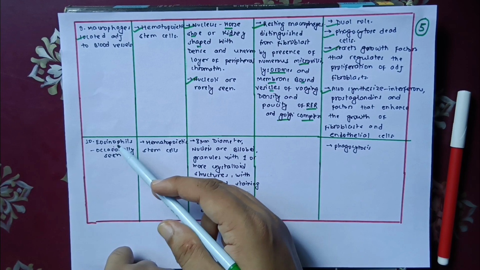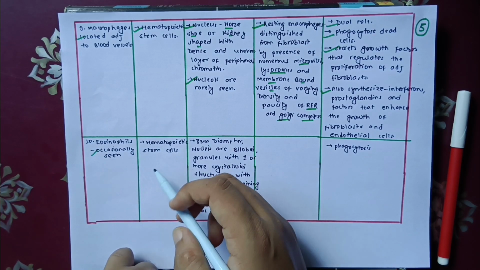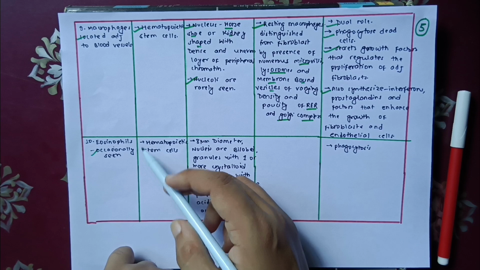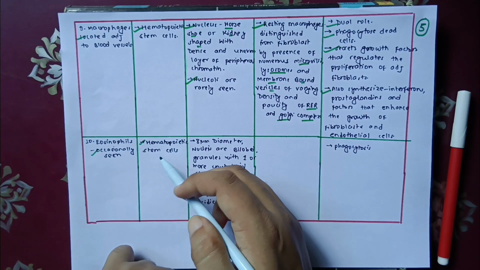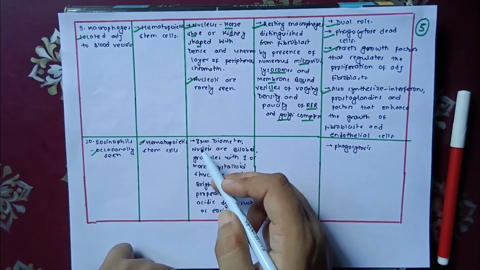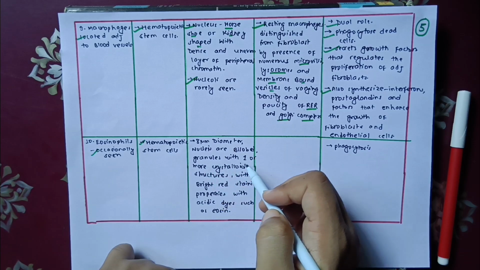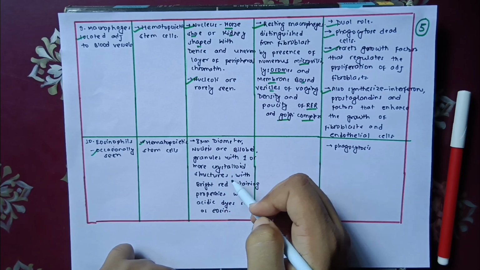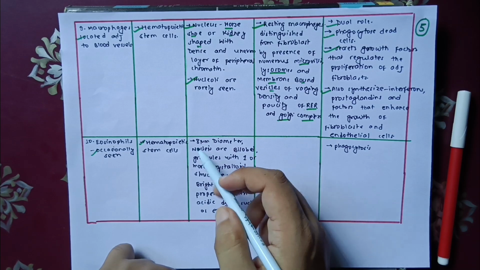After that, our last cell is the eosinophil. They are occasionally seen in the periodontal ligament, and the origin is similar to that of the macrophage and the mast cell, which is the hematopoietic stem cell. In light microscopy, we can see 8 micrometer diameter nuclei that are bilobed, with granules having one or more crystalloid structures and bright red staining properties with acidic dyes such as eosin.